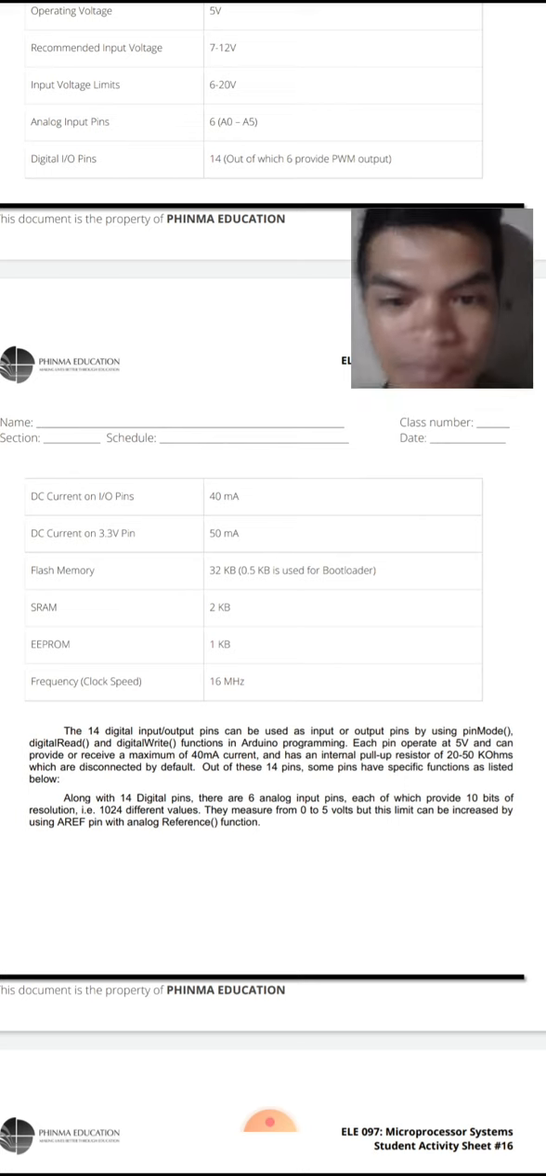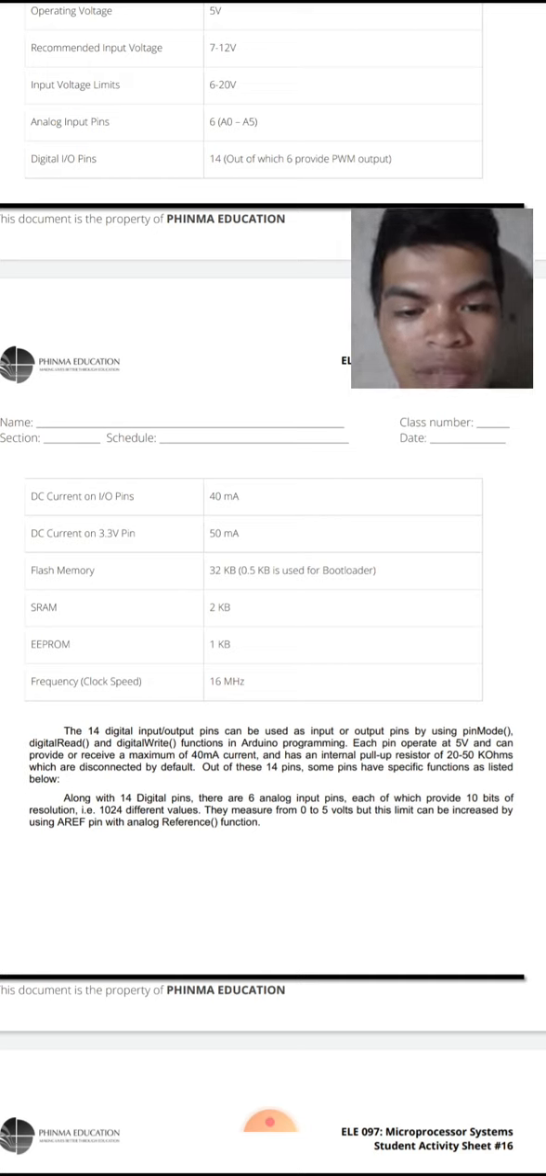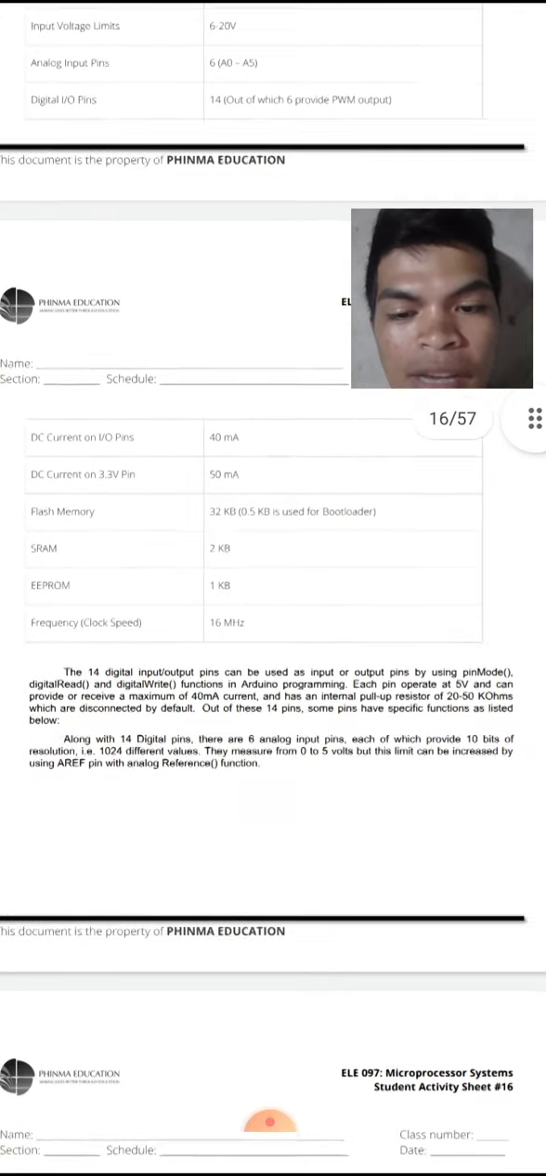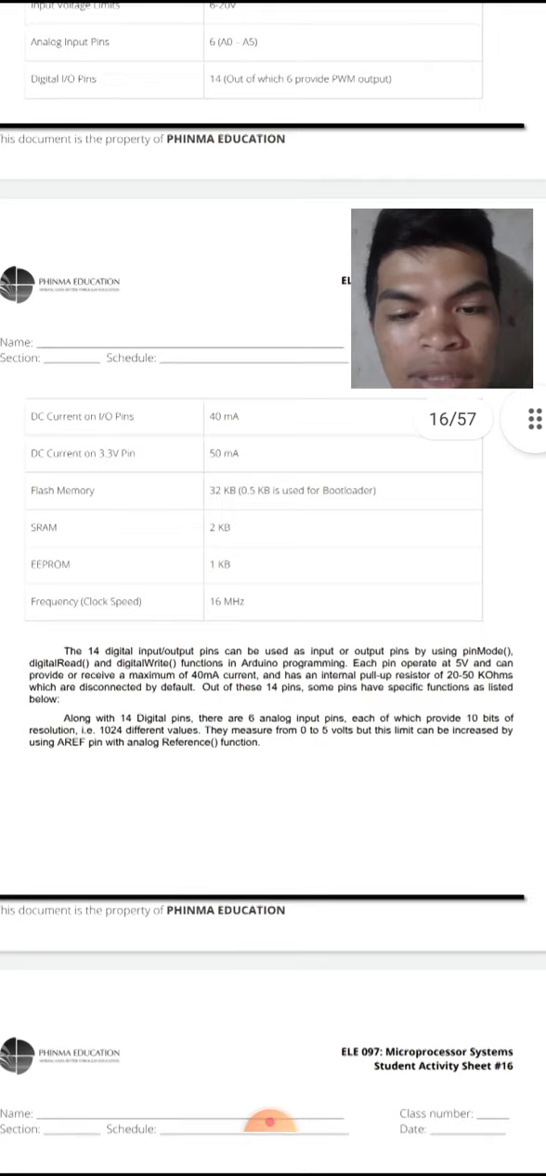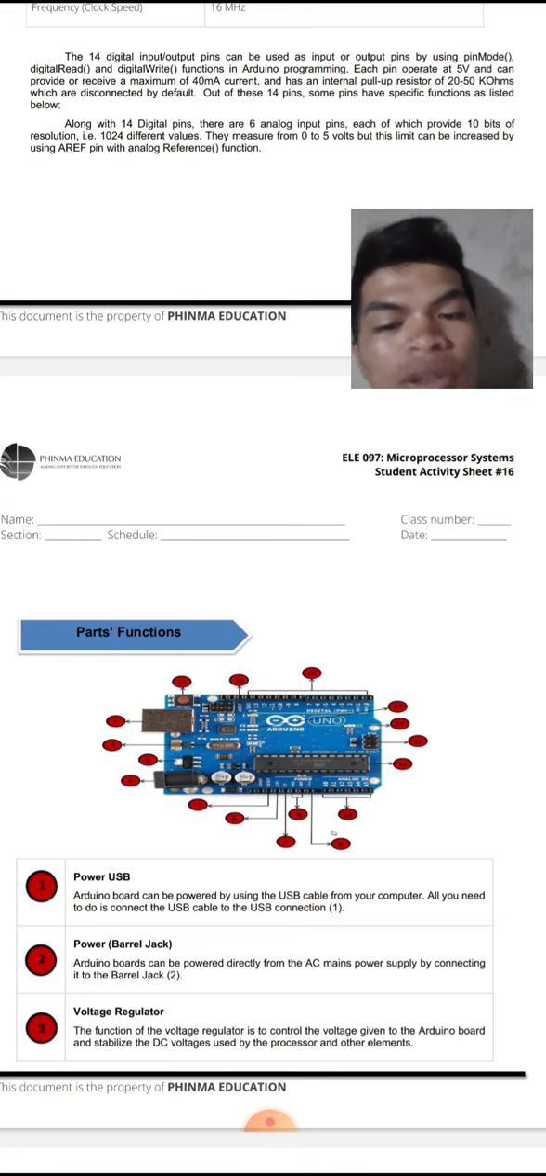which is disconnected by default. Out of these 14 pins, some pins have a specific function as listed below. Analog with 14 digital pins. There are 6 analog input pins, each of which provides 10 bits of resolution, including 1024 different values. They measure from 0 to 5 volts, but this limit can be increased by using the AREF pin with the analogReference function. So these are the parts and function.